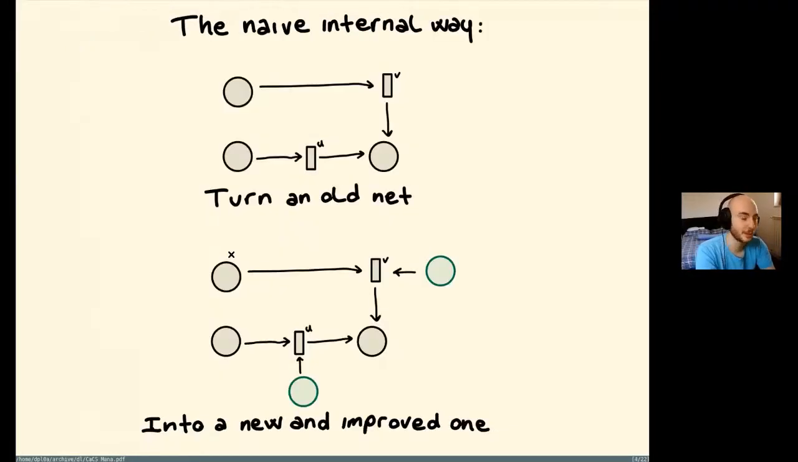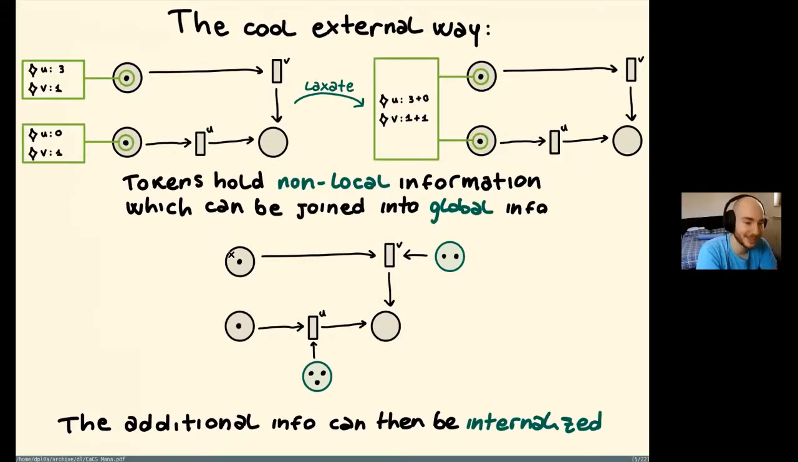And well, we have devised 2 approaches. The first one is a naive internal way in which you functorially turn an old net, a Petri net, into another Petri net which has new places added for each transition, which act as a sort of life bar for it.